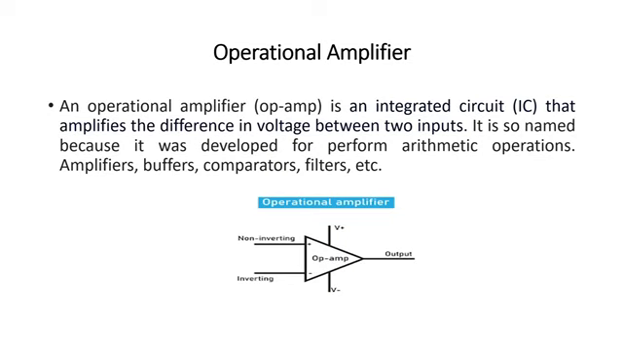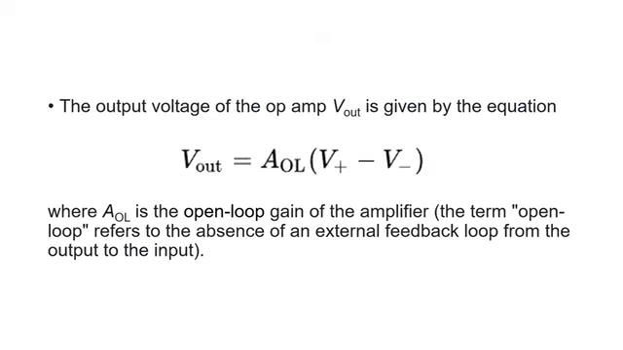This is a representation of an operational amplifier. It has an inverting terminal, a non-inverting terminal, two supply voltages and one output. The output voltage of an operational amplifier can be defined as Vout = AOL × (V+ − V−). V+ is the positive voltage and V− is the negative voltage. As we said already, only the difference in input voltage will be amplified, where AOL is the open loop gain of the amplifier.